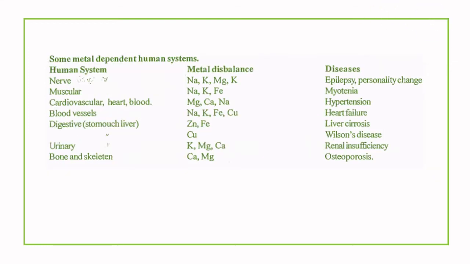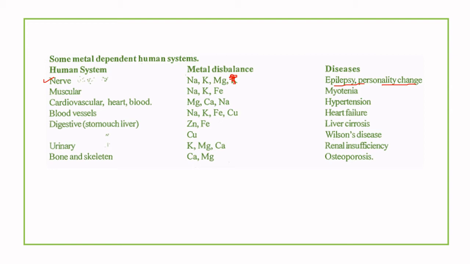Then some metal dependent human systems. Nerve, metal disbalance: sodium, potassium, magnesium. Diseases: epilepsy, personality change. If there is any disbalance in sodium, potassium, and magnesium, it may cause epilepsy, personality change, etc. It will affect the nerve.